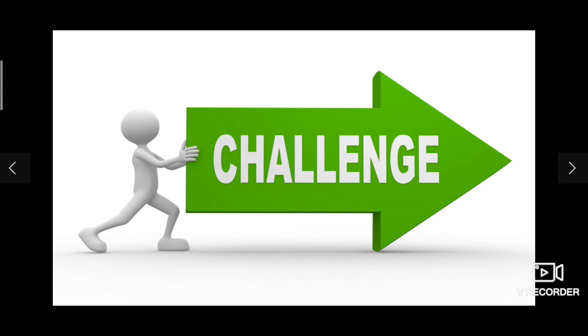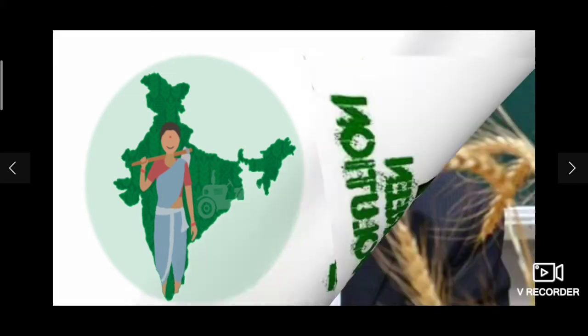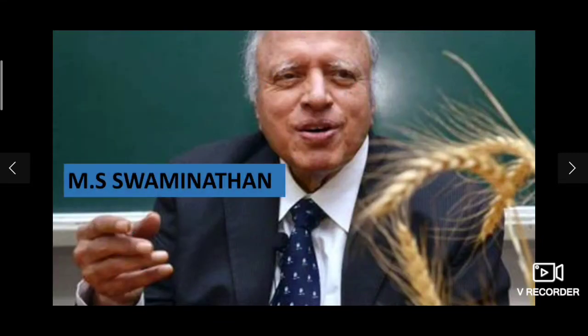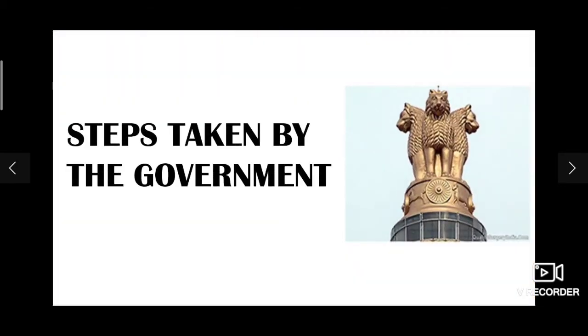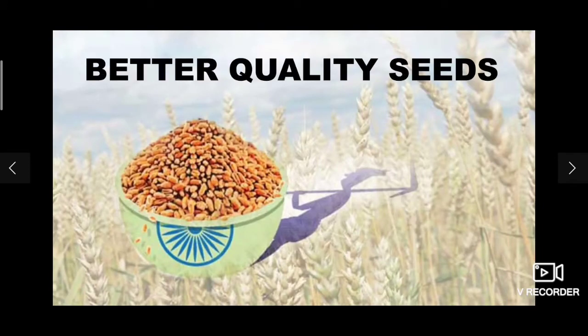Facing such a situation, Green Revolution was launched in India in 1960s. It aimed at making the country self-sufficient in terms of food production. M.S. Swaminathan is known as the father of Green Revolution. The steps taken by the government under Green Revolution include using better quality seeds.